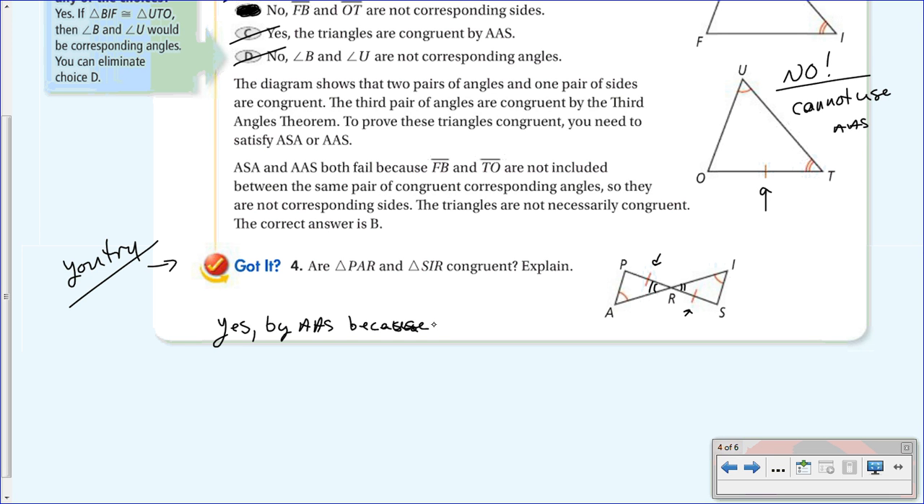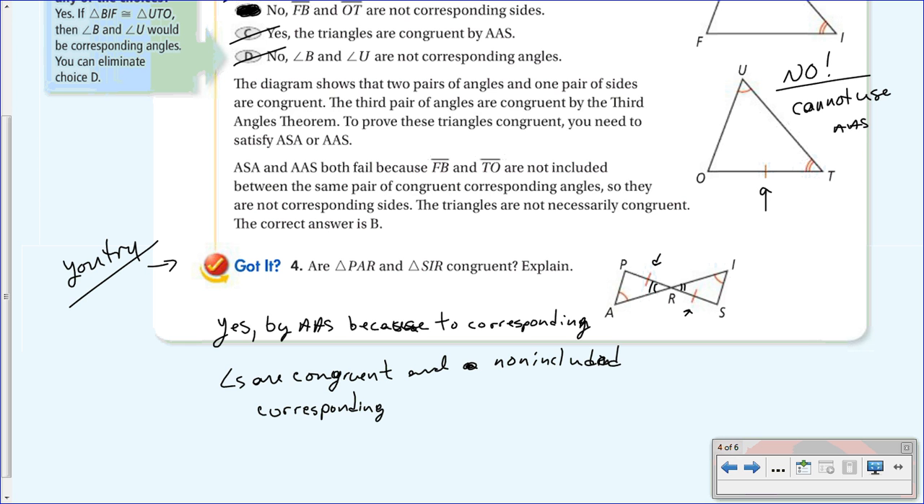So yes, they are congruent, and they're congruent by AAS because two corresponding angles are congruent and non-included corresponding sides are congruent.